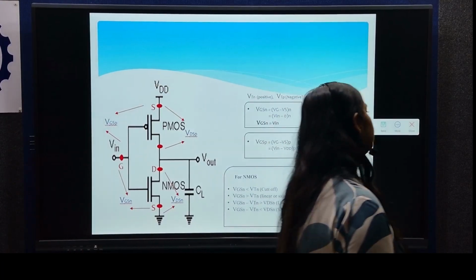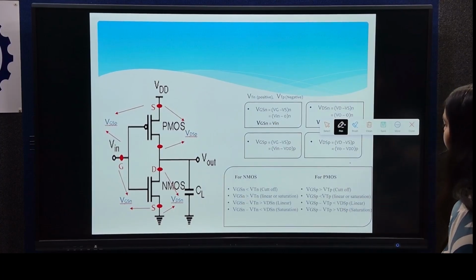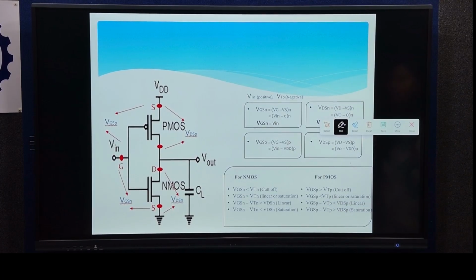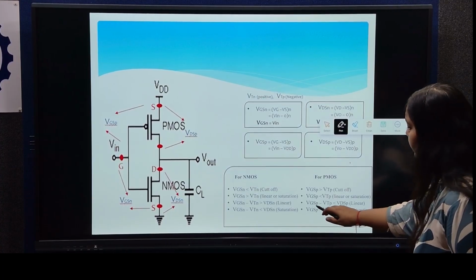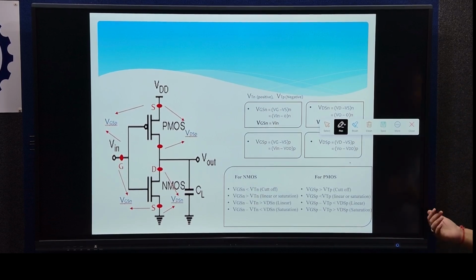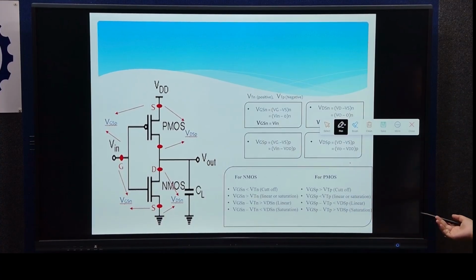Now for PMOS. For PMOS, if VGSP is greater than VTP, it will be in the cutoff region. If VGSP is smaller than VTP, it will be in the linear or saturation region. To decide whether it will be in the linear region or the saturation region, this is the assumption: if VGSP minus VTP is smaller than VDSP, it will be in the linear region. If VGSP minus VTP is greater than VDSP, it will be in the saturation region.